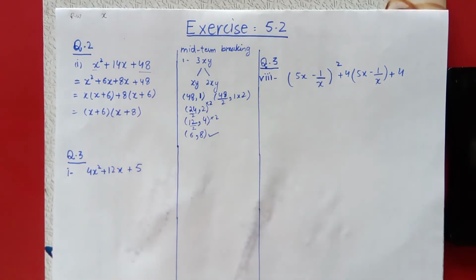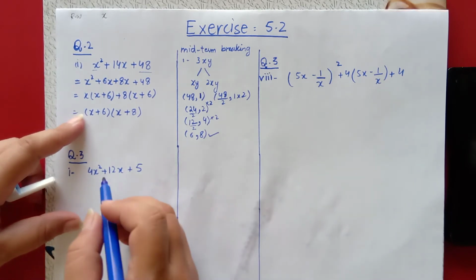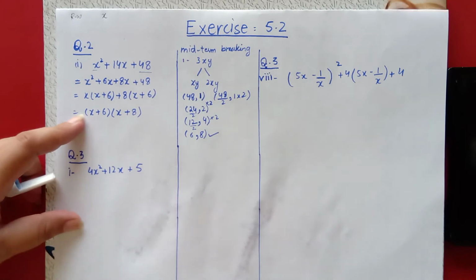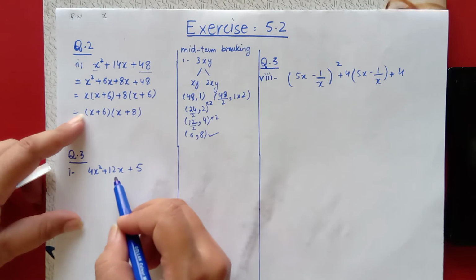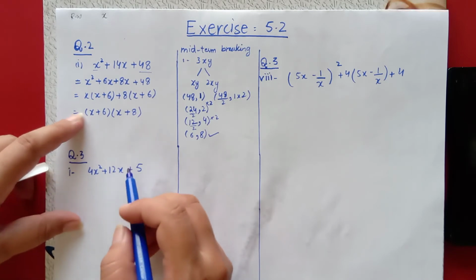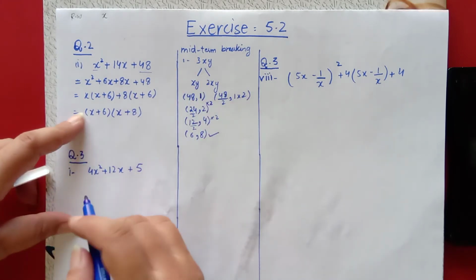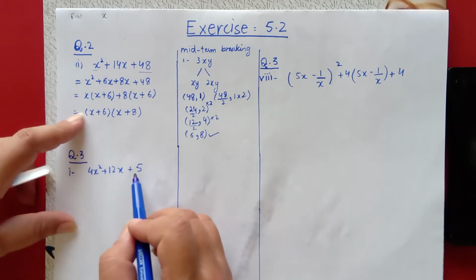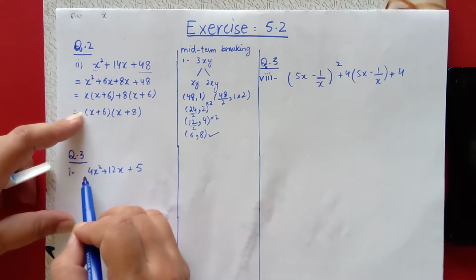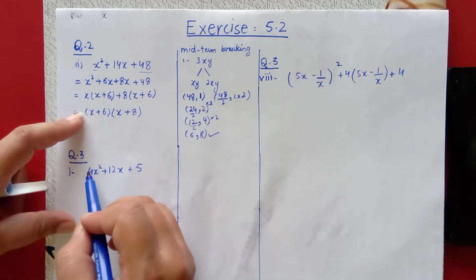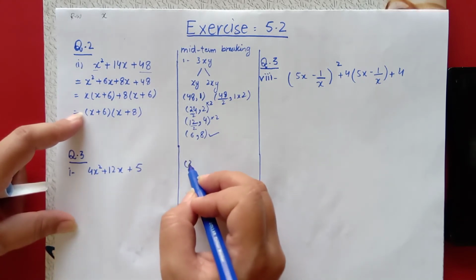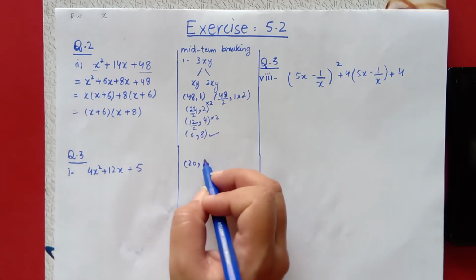Now moving to question number 3, part 1, which is 4x square plus 12x plus 5. Again we will do middle term breaking here. So we will make two terms for 12x, which on adding give the same number again. So again we will use the same trick. We will multiply the last term and the number with the first term, only the number, not the variable. So here we have 4, 5. 4 5s are 20, and here the second number you will always write 1.